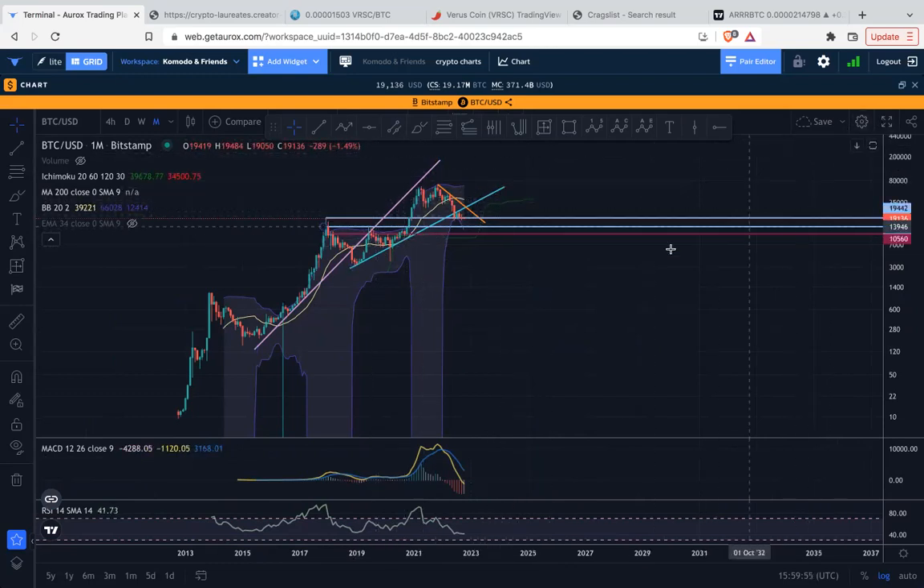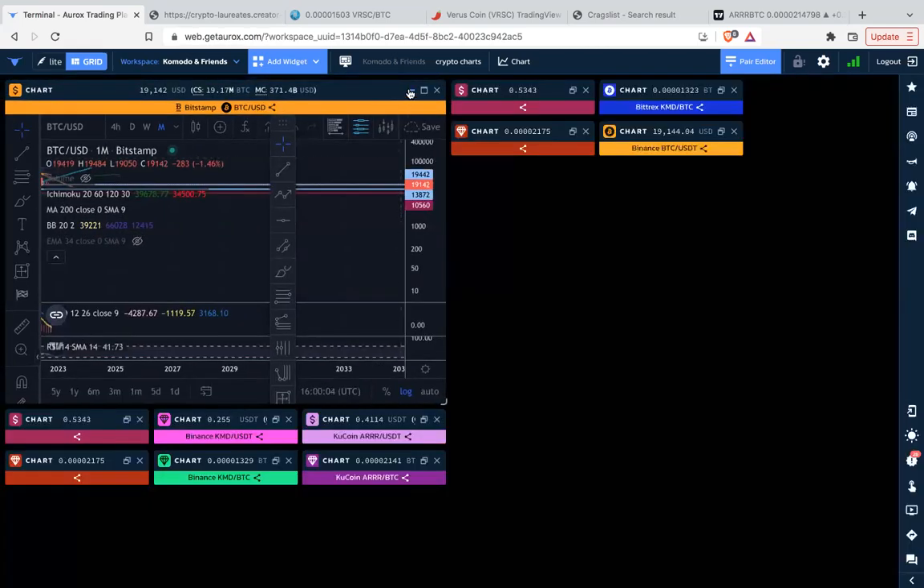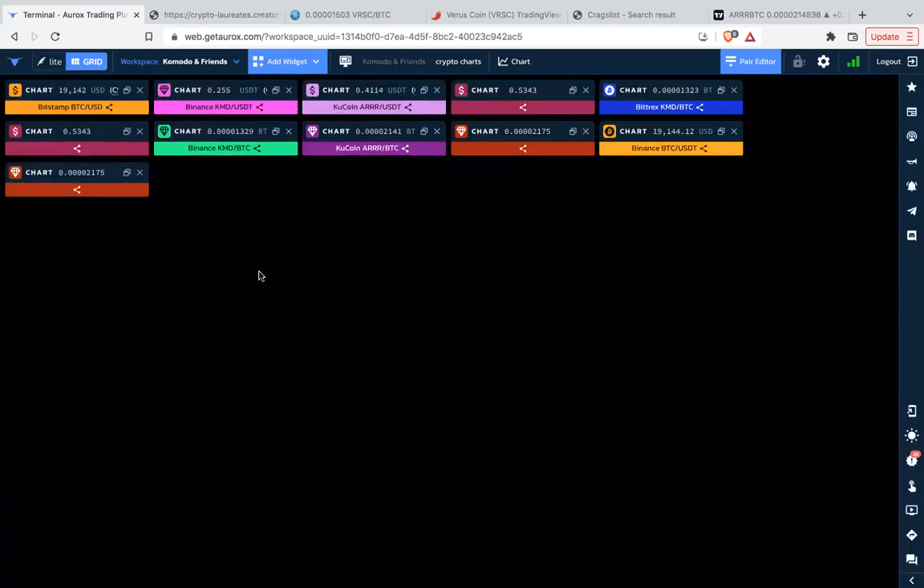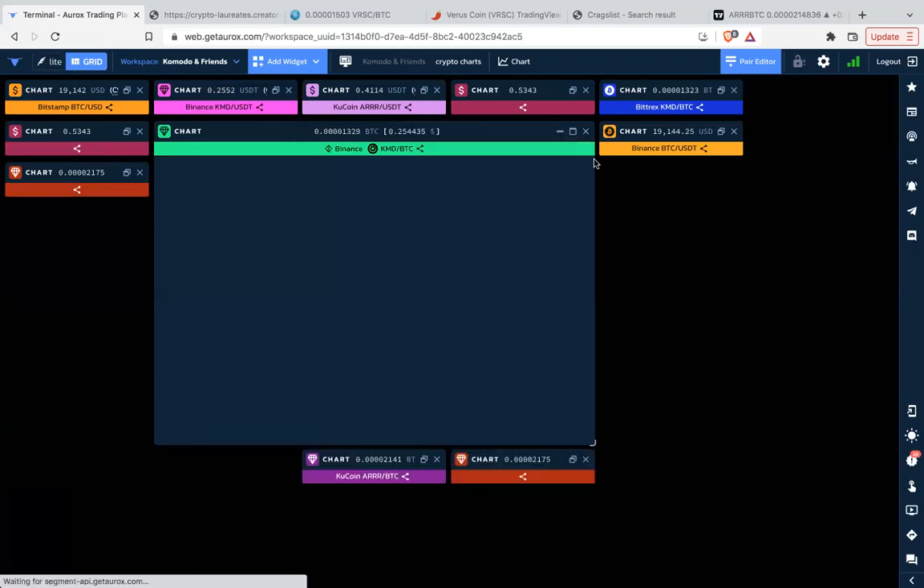Okay, that's it for now. Look out below and watch this orange trend line to be broken to the right side. Okay, moving along. Let's check KMD.